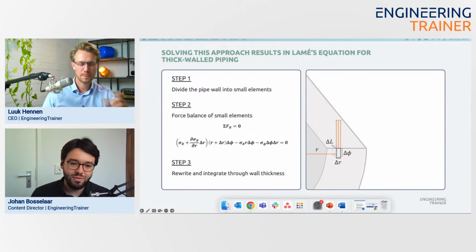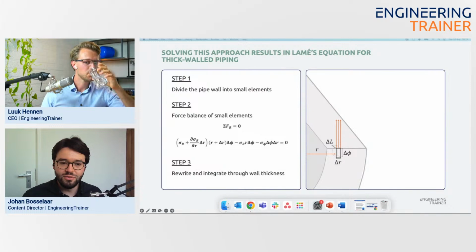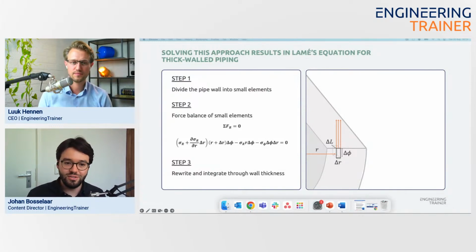So what happens when you don't take that assumption? If you assume the wall is so thin that the through-the-wall stress is constant, then you get the PD over 2T equation. But what happens when you don't do that?